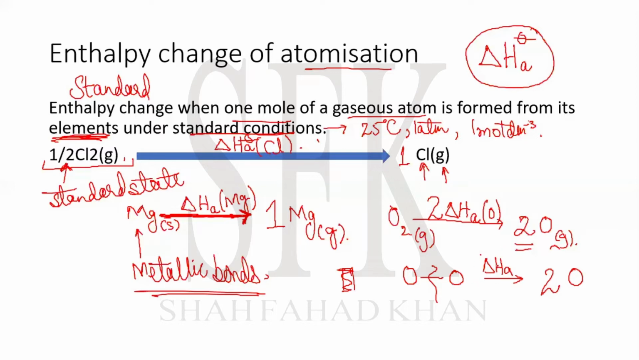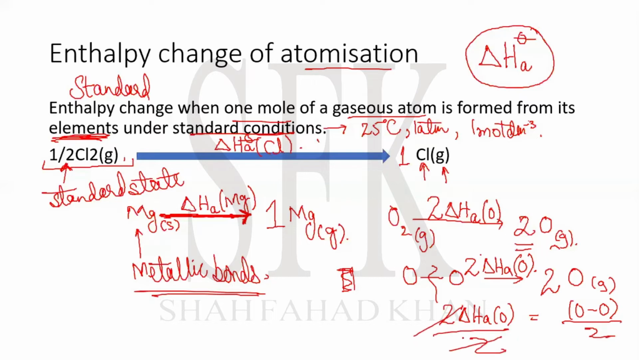Since you need to calculate the enthalpy change of atomization of oxygen, all you need to do is just calculate the bond energy. The bond energy is going to be twice the enthalpy change of atomization of oxygen, right? Because this is the energy that we gave to produce two gaseous atoms of oxygen. And so now if we divide the bond energy by two, we'll get our enthalpy change of atomization of oxygen. So this was enthalpy change of atomization, a quick recap from AS again.